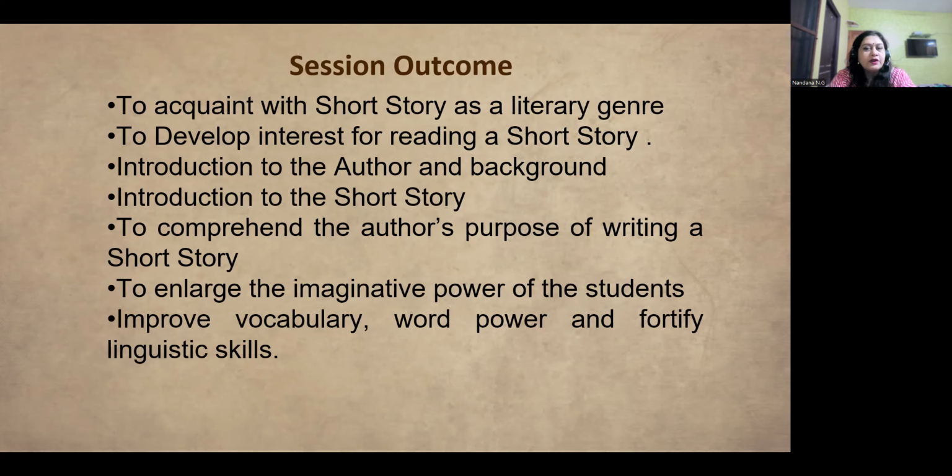To develop interest for reading a short story, the objective being that once the student understands this short story, he or she might develop a further interest for reading much better short stories by other acclaimed writers. Introduction to the author and background. Introduction to the short story. To comprehend, comprehend means to understand, the author's purpose of writing a short story. To enlarge the imaginative power of the students. And by the end of the session, the student can look forward to an improved vocabulary, word power, and how it has fortified his or her linguistic skills.